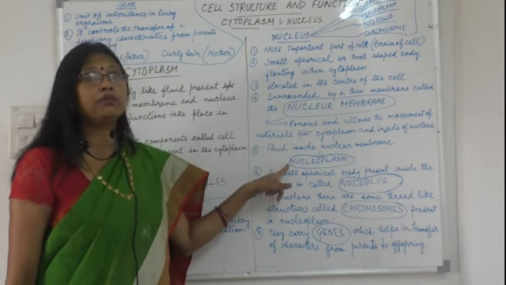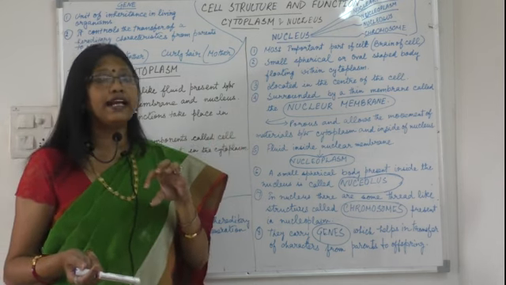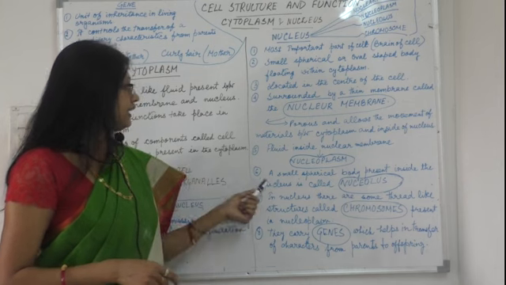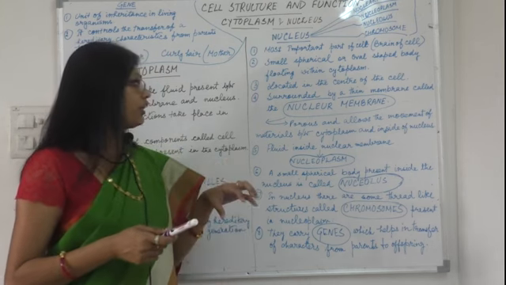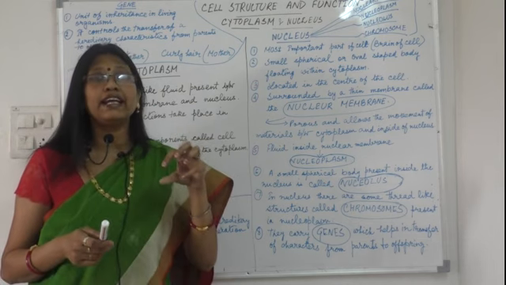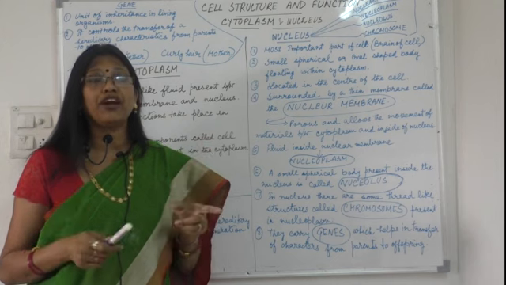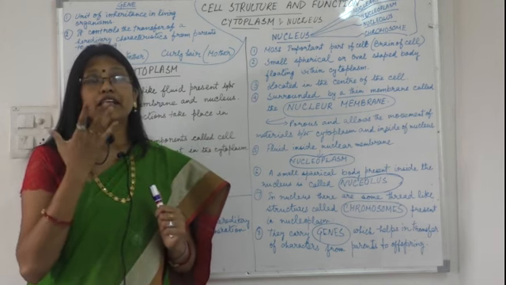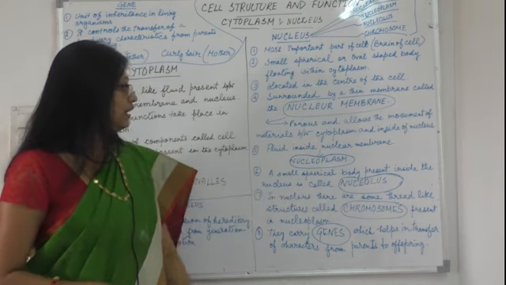Fifth point is nucleoplasm. What is nucleoplasm? The fluid inside the nuclear membrane is called nucleoplasm. Sixth point, what is the nucleolus? The spherical body that is present inside the nucleus. When you magnify through a microscope, you can see that spherical body. That is called the nucleolus.